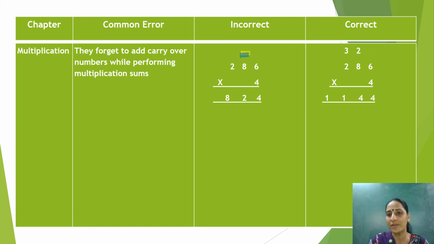What is the correct method of this? 6 fours are 24. Write down 4 over here and 2 is the carry number. So over here also they have to make a circle on the carry number. So they cannot forget it, right? Now 8 fours are 32 plus 2, 34. So write down 4 over here and 3 over here on the top, right? Now 4 twos are 8 plus 3 that is 11, right? So this is the correct method they have to do.